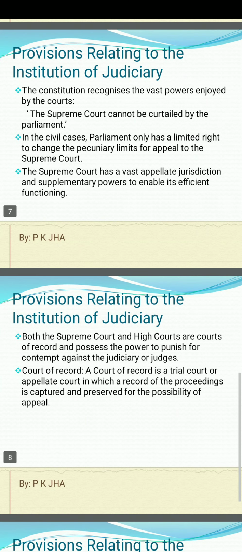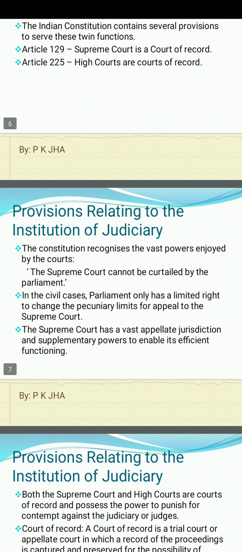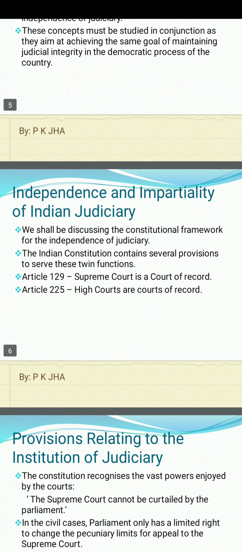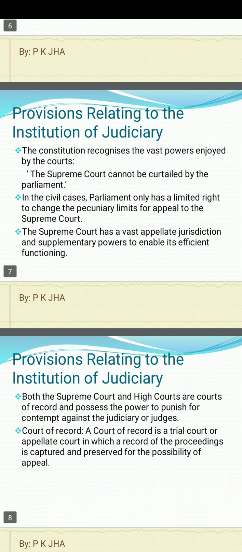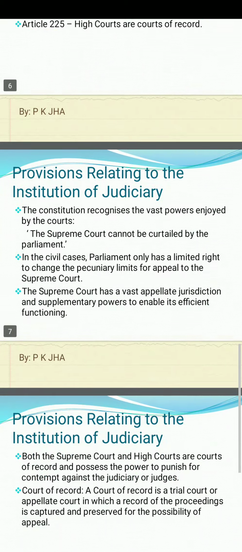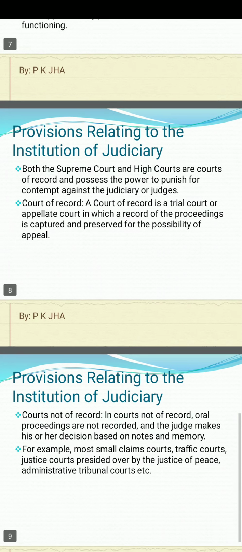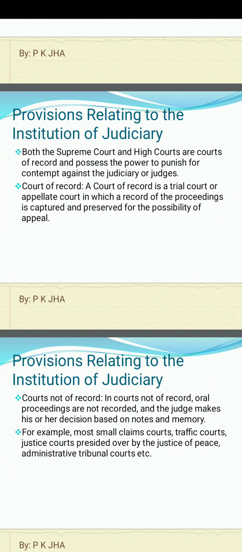Fine. And the dedicated article in our constitution for this court of record, children, is Article 129. Article 129 of our constitution says the Supreme Court is a court of record. And simultaneously another article, Article 225, says High Courts are courts of record. Fine. So these Articles 129 and 225, in fact, children, empower and give this tag or status to the Supreme Court and High Court. They make them courts of record.